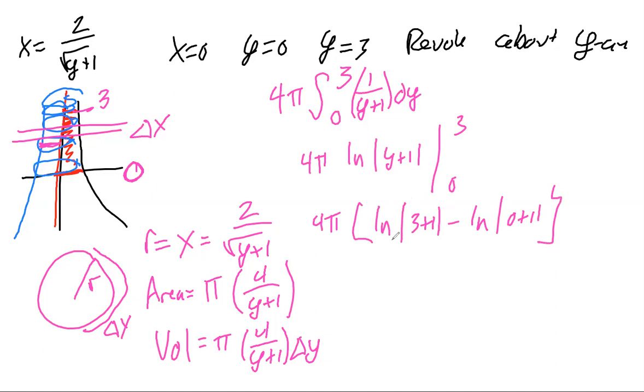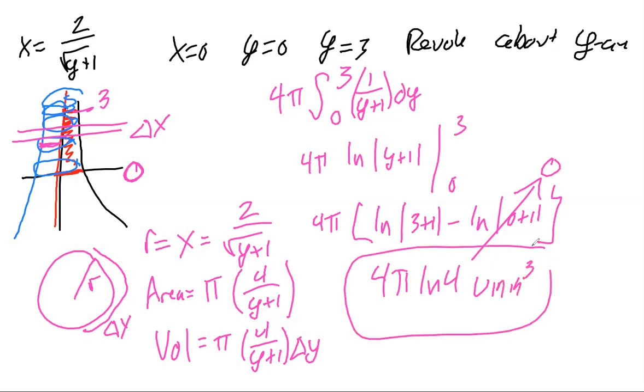Well, the natural log of 0 plus 1 is 1. The natural log of 1 is 0, so that goes to 0. 3 and 1 is 4, so this is going to be 4 pi natural log of 4 units cubed. So cubic units, we are talking about volume again, but that's basically the setup for that one.